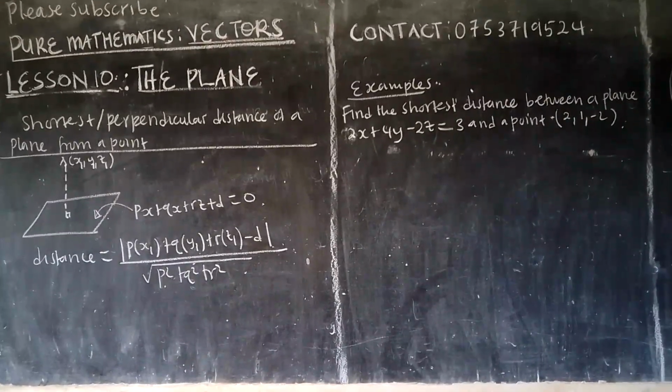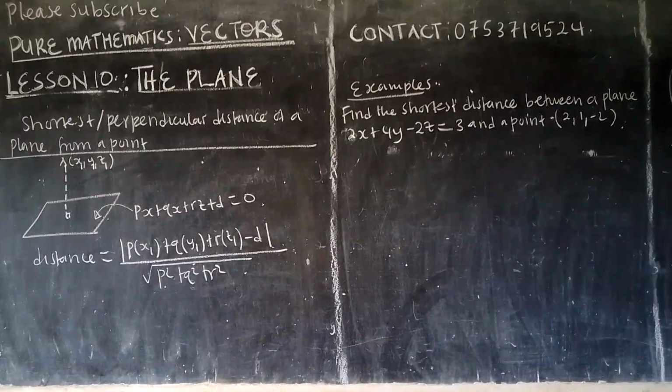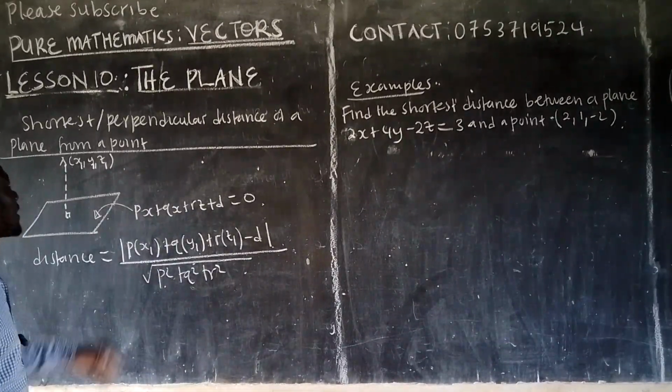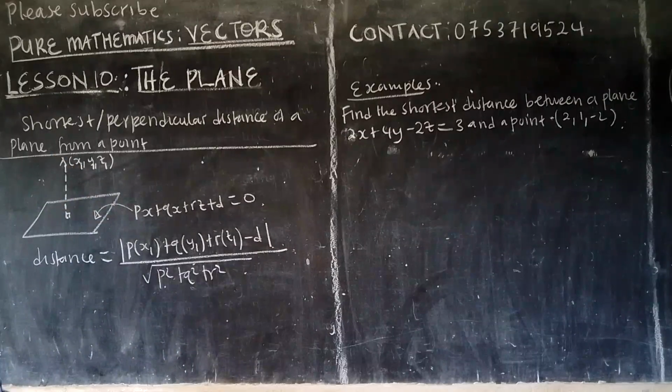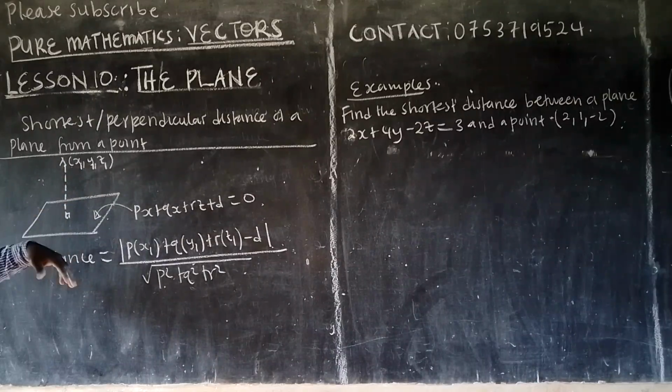Okay, so let's conclude with lesson 10. They can say shortest distance or perpendicular distance of a plane from a point. So these are plane, and perpendicular means an angle of 90 degrees. A point is away. Now the point is x1, y1, z1. The simple trick is you get the point and substitute it into the equation of a plane.